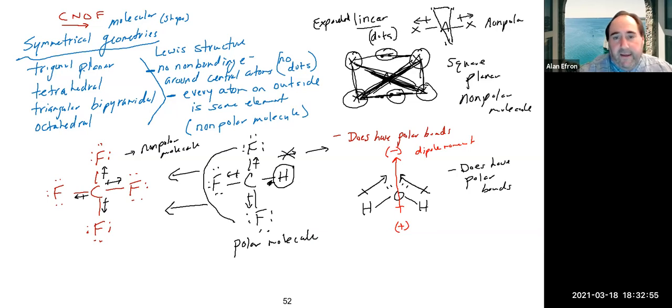Question on a quicker approach to figuring out molecular polarity. And obviously this is involving things that have three or more atoms involved. Any questions on that there?